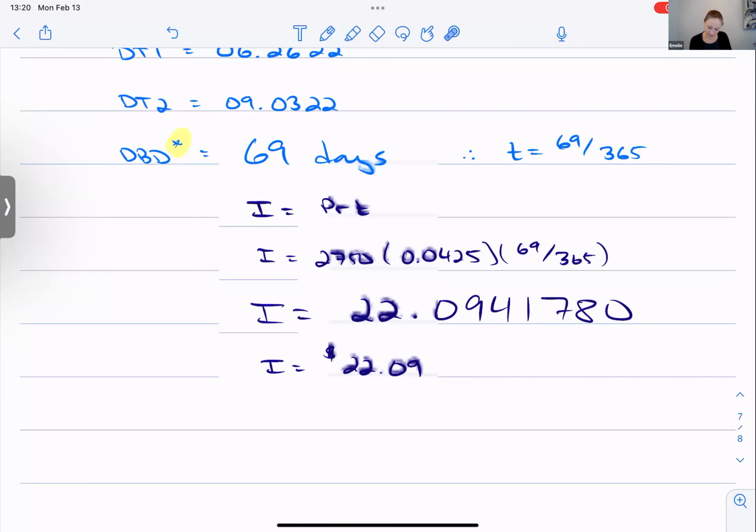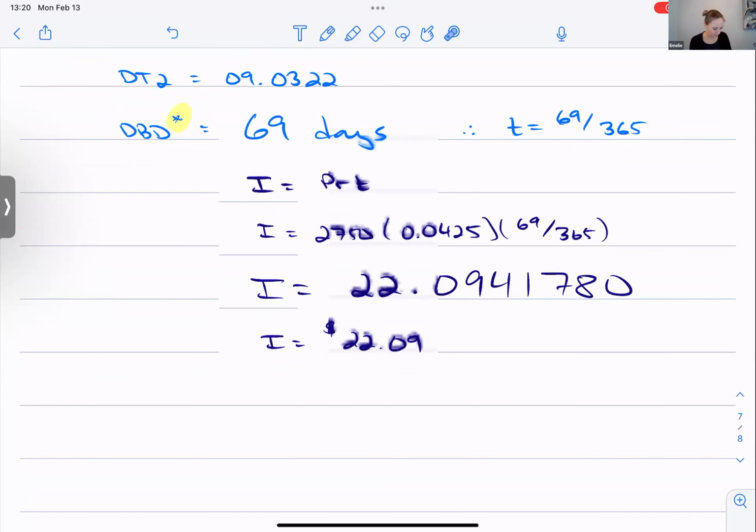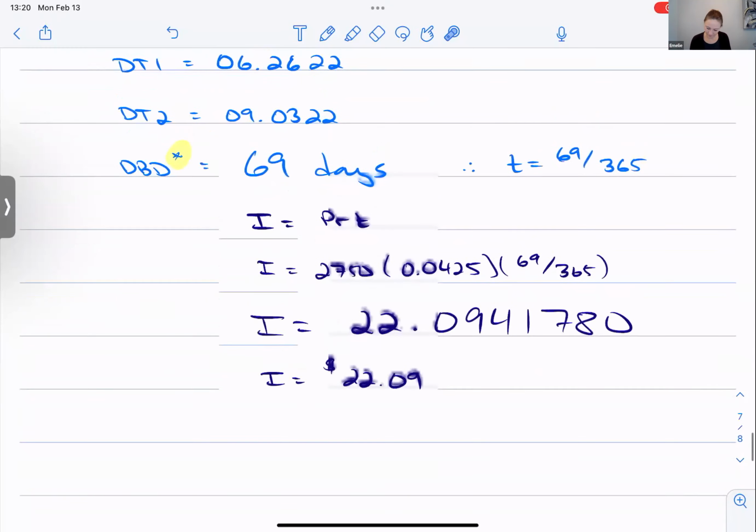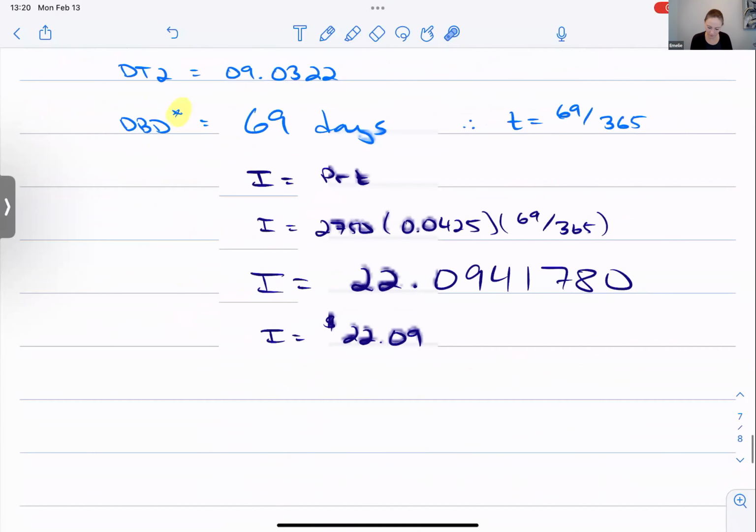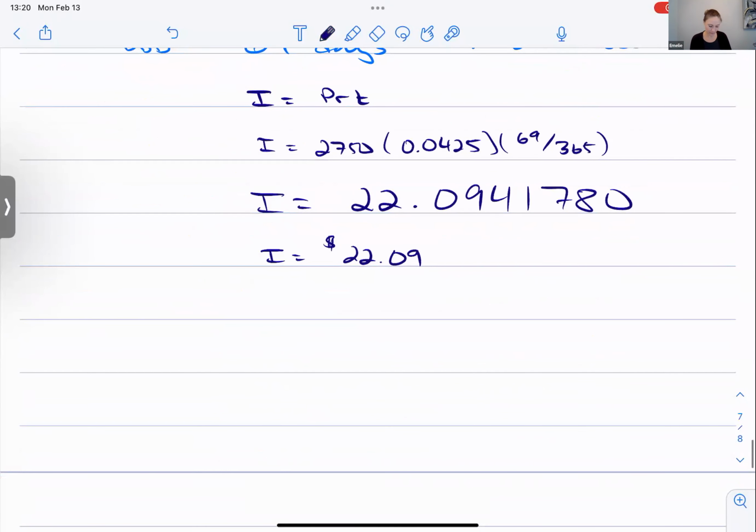All right, so let's see here. How much interest did she earn? $22.09. That was the question. All right. Hey, look at us go. I think we're ready to introduce that next formula that's on the formula sheet.